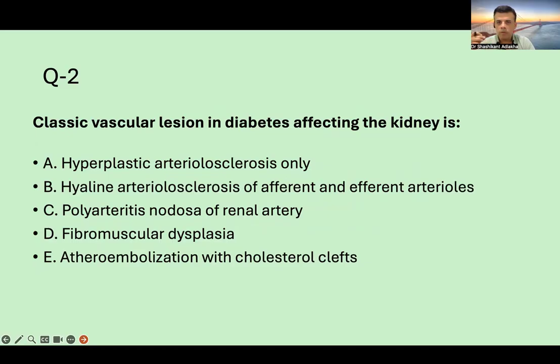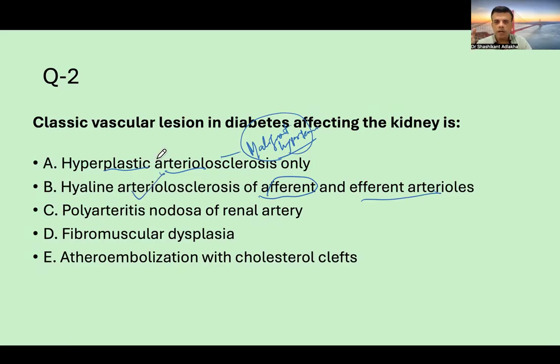Now, question number two, a very favorite PYQ or important topic: the classical vascular lesion in diabetes affecting the kidney. Here we need to choose the correct option. Let's start with the first option, hyperplastic arteriosclerosis or onion skin thickening, commonly associated with fibrinoid necrosis. This is associated with malignant hypertension, not with diabetes. Diabetes can lead to benign hypertension that can present with hyaline arteriosclerosis, which is option B, and it commonly affects the afferent and efferent arteriole. So this seems to be the correct answer.